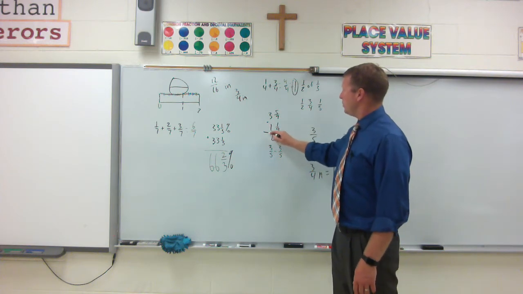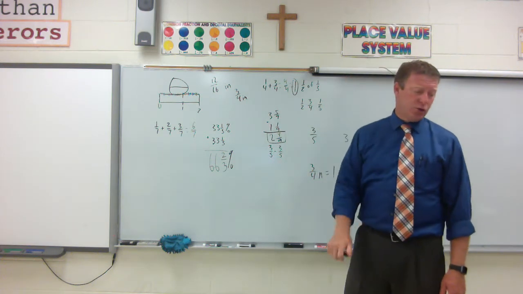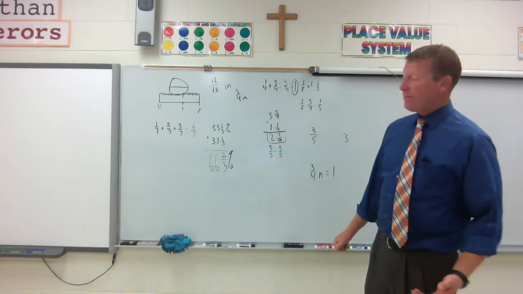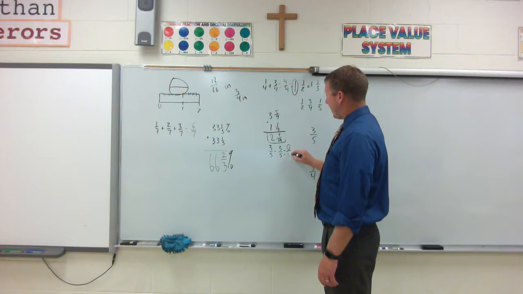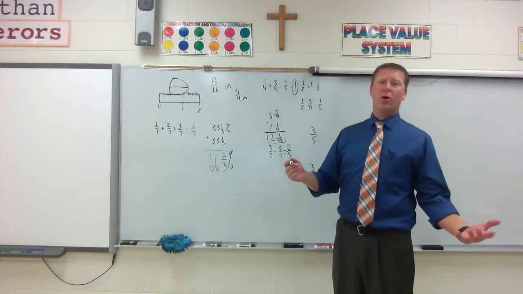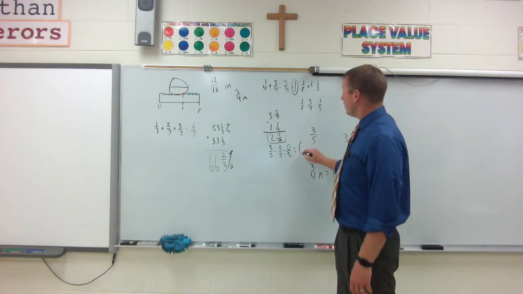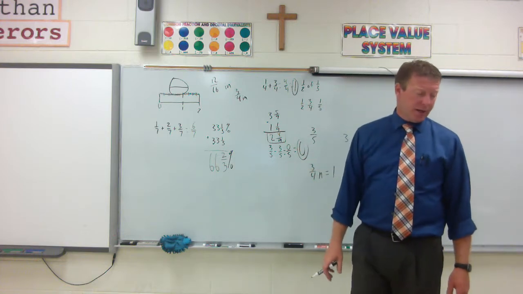3 minus 1 is 2. Problem solved, 2 4/9. Last one, I have 3/5 minus 3/5. If you're doing the thing, you would say 3 minus 3 is 0. The 5 stays the same, but once again, guys, we don't call it 0/5. We just call it 0. So my answer is 0.